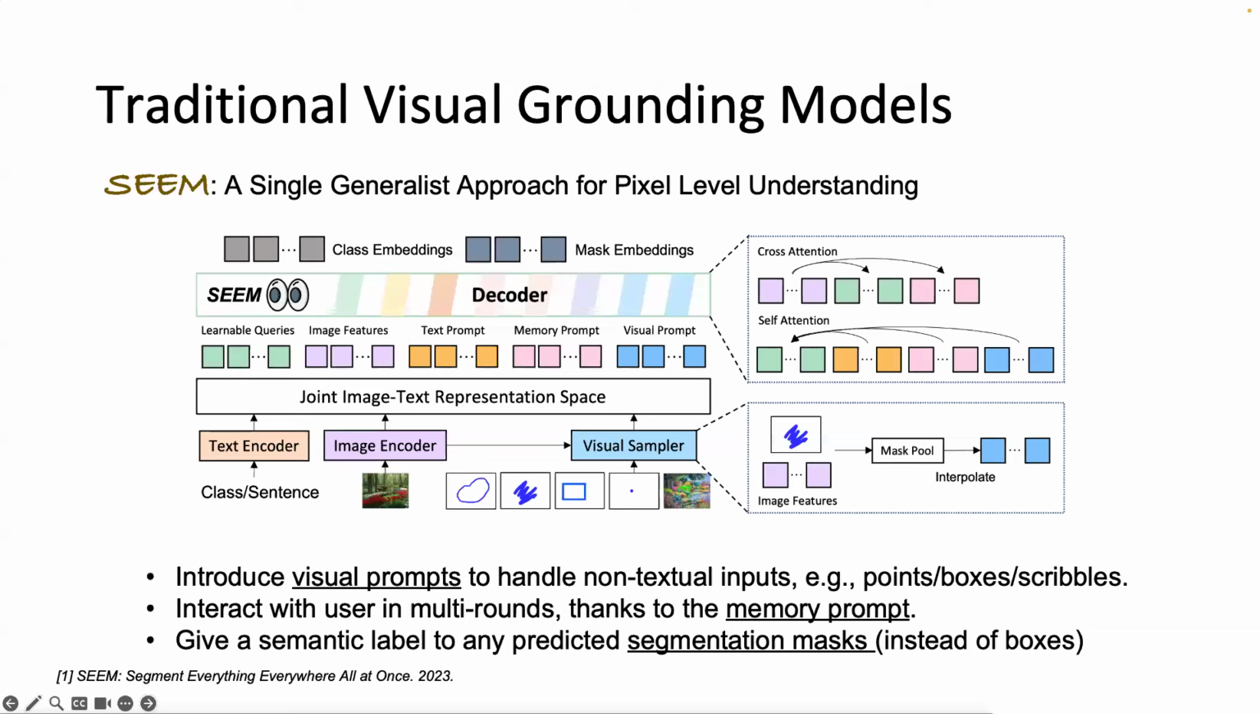They also introduce something called the memory prompt because they're using a decoder architecture. This enables them to interact with users over multiple rounds, because the previous inputs are kept as memories. Of course, as I just introduced, they can also give semantic labels to any predicted segmentation task instead of only outputting the bounding box.